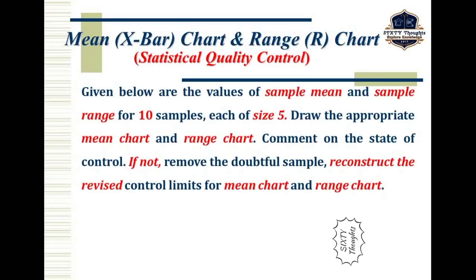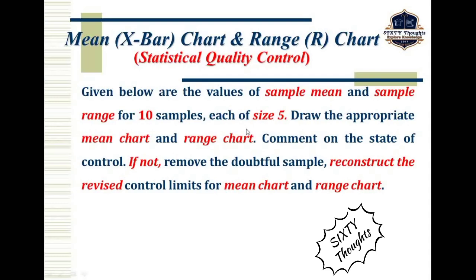Today we are going to discuss one of the interesting real life application problems by using statistical quality control method. Okay, so let us consider one problem. Given below are the values of sample mean and sample range for 10 samples. Out of 10 samples, we are taking sample size 5 at a time. Draw the appropriate mean chart and range chart and also comment on the state of the control. That means whether it is under the control or out of the control.